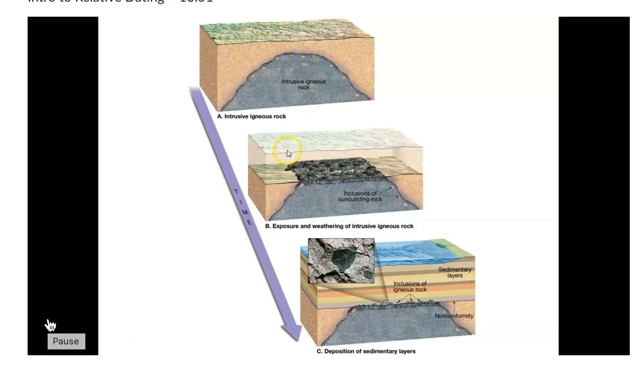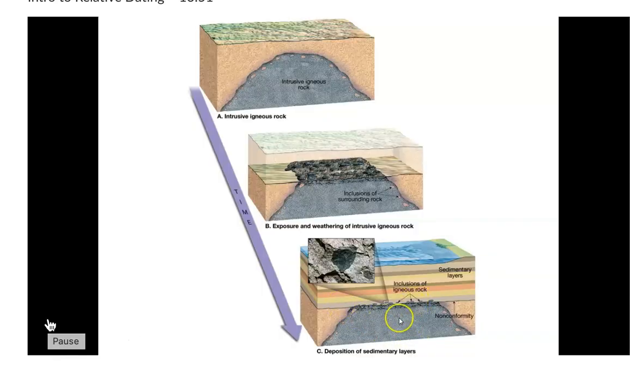After some time, this area has undergone erosion, right? That is the middle figure here in this slide. And after this erosion, we have a change in environmental setting, and we're seeing the deposition of different sediments and sedimentary layers. And the bottom layer of sediment has inclusions of this igneous intrusion.